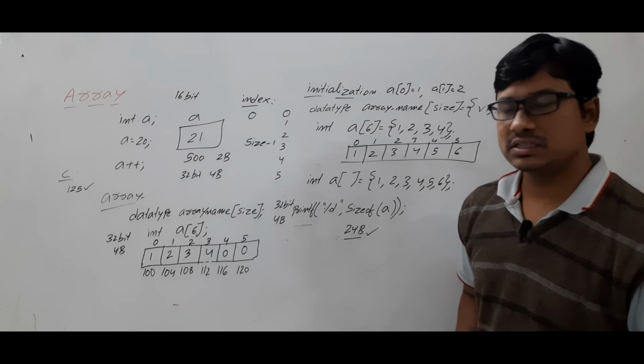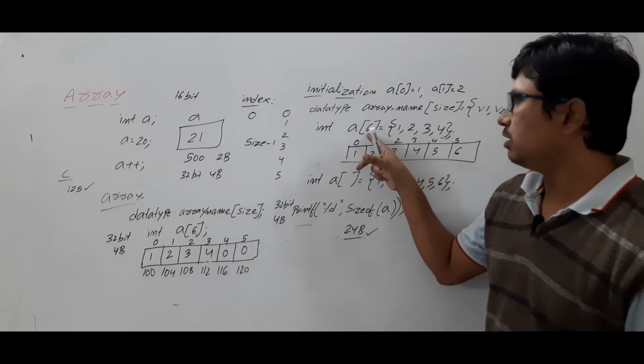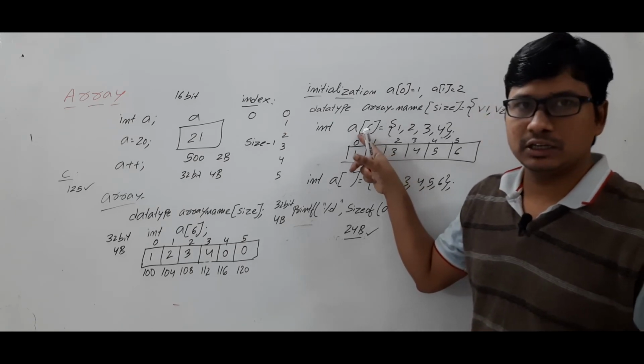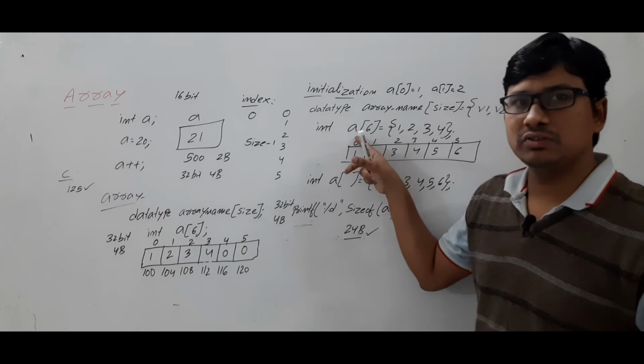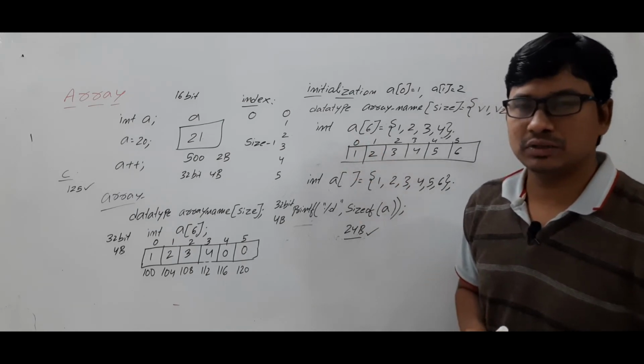Are you able to understand it or not? Even here, because you are creating an integer array a of 6, you can store 6 elements. If you are compiling in a 32-bit compiler, even here it will allocate 24 bytes of memory. I hope you have understood this point.